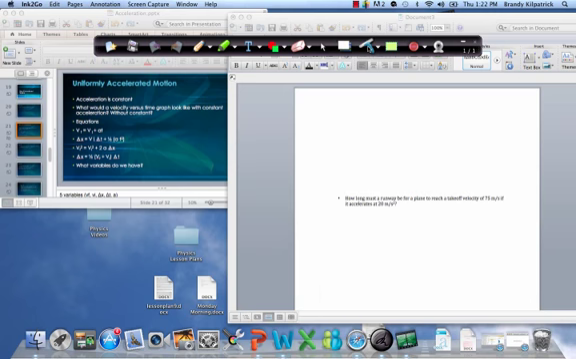So let's go ahead and look at some problems. This question says, how long must a runway be for a plane to reach a takeoff velocity of 75 meters per second if it accelerates at 20 meters per second squared? So first thing, what am I looking for?